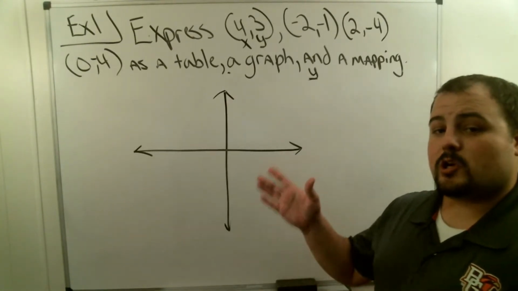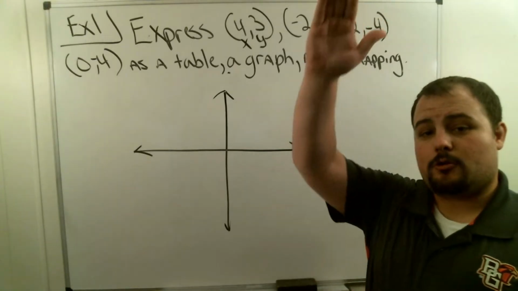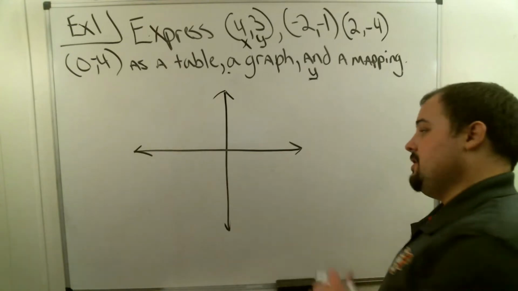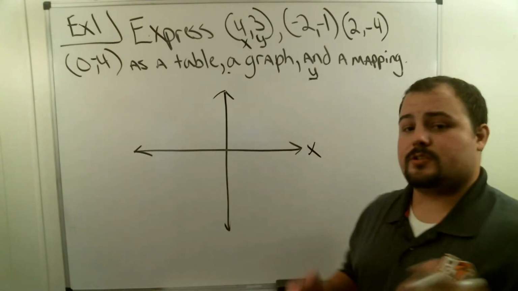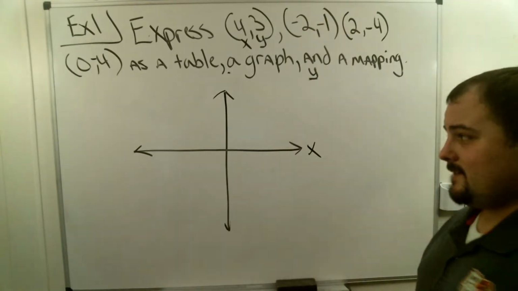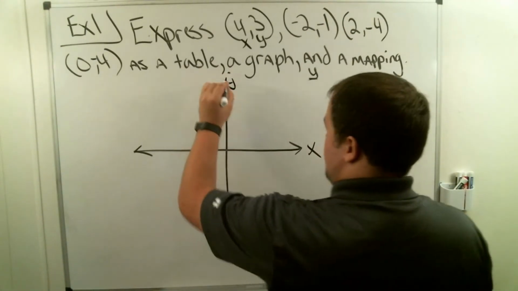When told to express this as a graph, what we want to do is start with two lines, one vertical line and one horizontal line. The horizontal line, based on our definition, is going to be called our x-axis, so it's important to label it with an x. The line that goes vertical is our y-axis, so it's important to label it with the y.